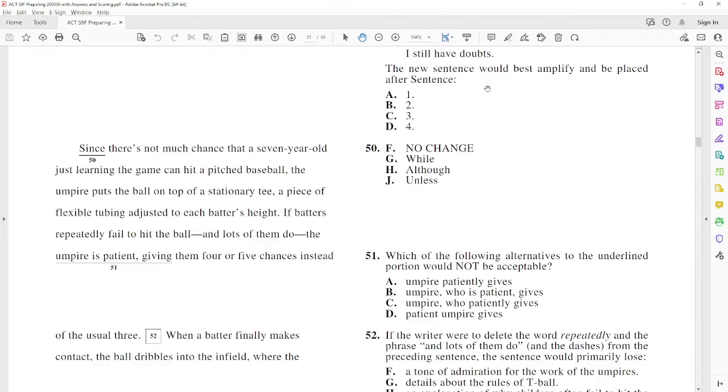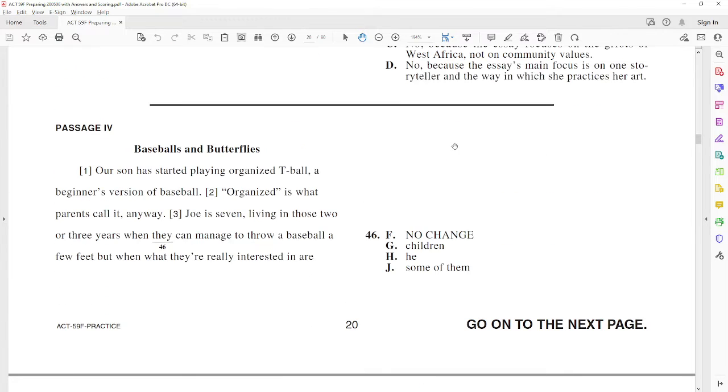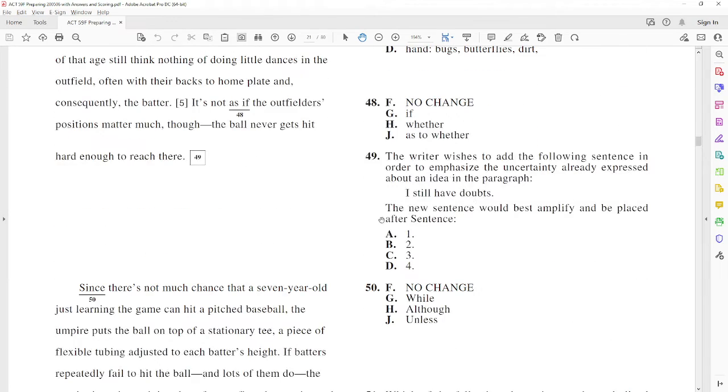Well, this one may be an easier than normal sentence order question. Okay, 2 says organized is what parents call it anyway. I still have doubts. I still have doubts that it's really organized. Joe is 7, living in those 2 or 3 years when kids manage to throw a baseball a few feet. All right, that seems right after 2.